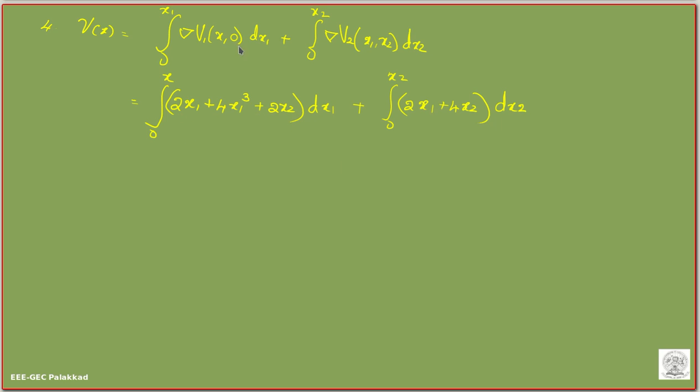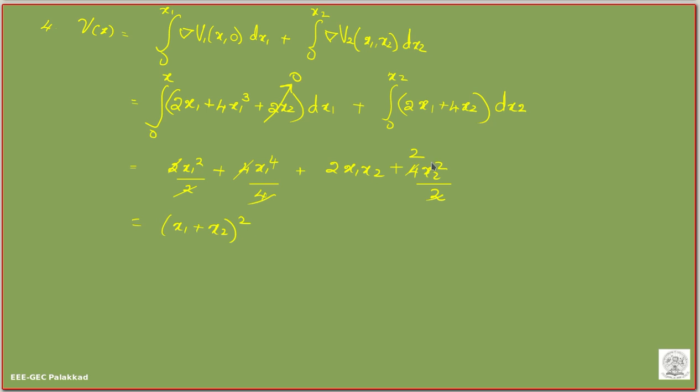So here the x2 term is 0, so I can put it as 0. Here both are there. So what is the integral of this? I can have here 2x1 squared by 2 plus 4 x1 raised to 4 by 4 plus 2 x1 x2 plus 4 x2 squared by 2. Fine. This and this get cancelled. This becomes 2. So I can write this as x1 plus x2 the whole squared.